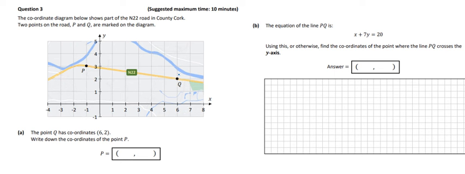Hi folks. So question 3. The first part A is writing down the coordinates. So you just have to remember that you go across first and then up or down. So left or right first and then up or down.